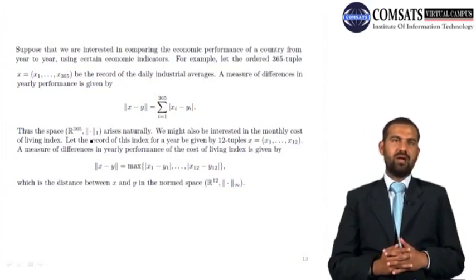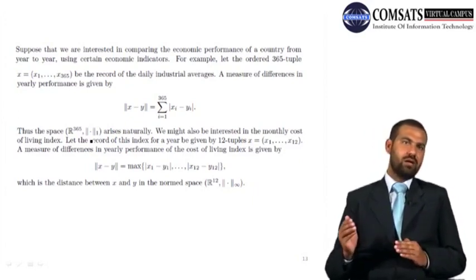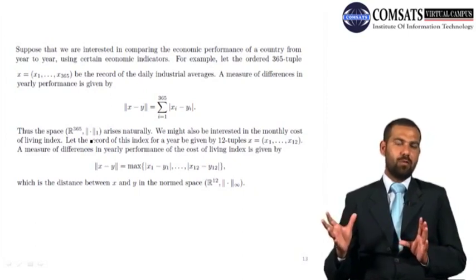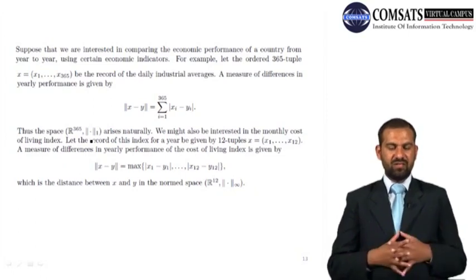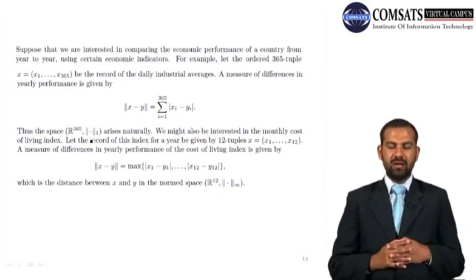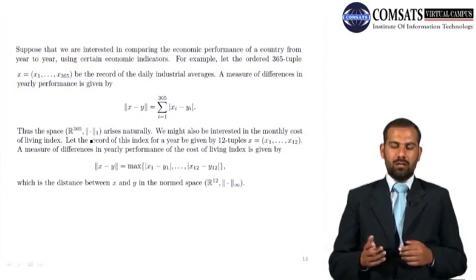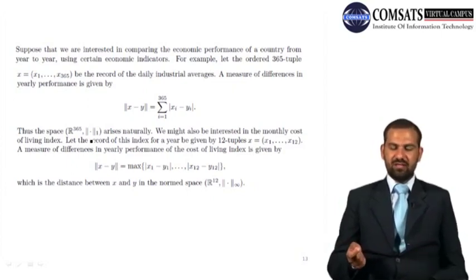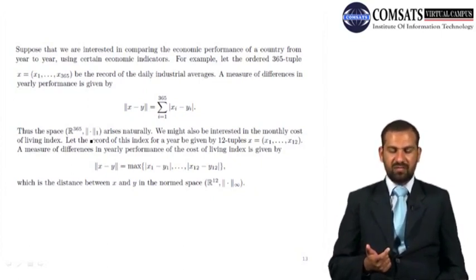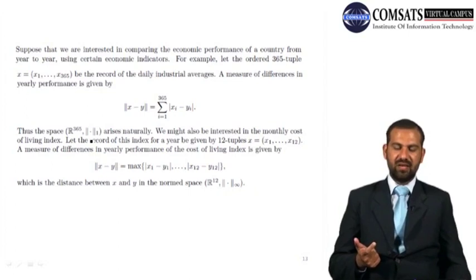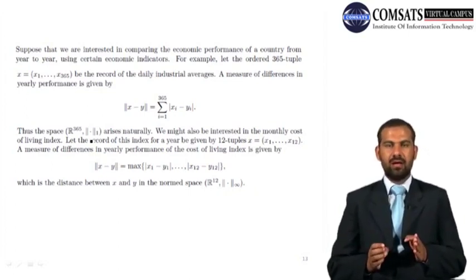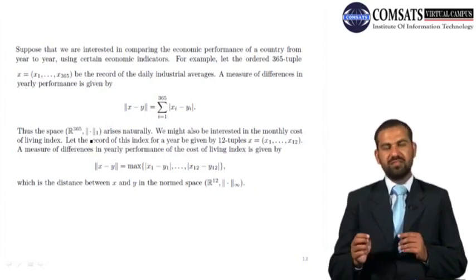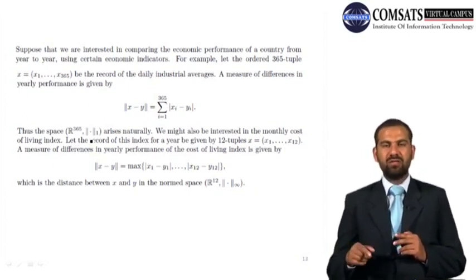We also sometimes discuss the year by employing monthly incomes and monthly weightages. For instance, we record the index for a year by a 12-tuple element; x is a 12-tuple. A measure of differences in yearly performance of the cost of living index is given by the norm of x minus y, which is the max of |xi minus yi|, where i is from 1 to 12.